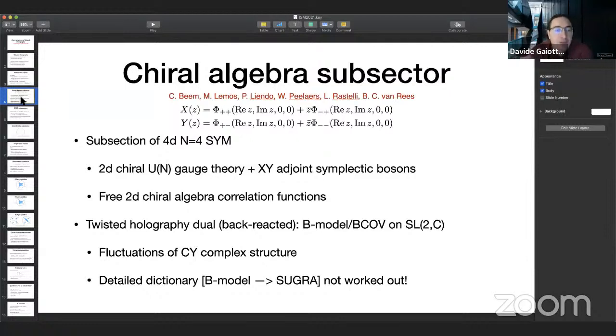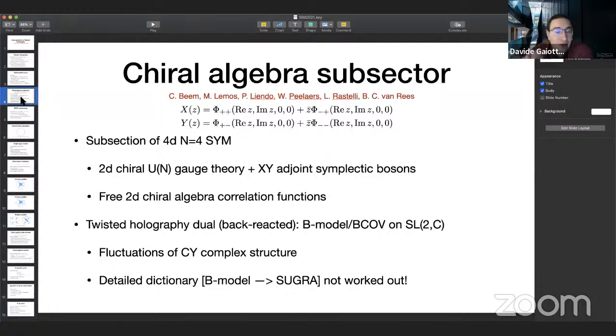For the case of N=4 super Yang-Mills, it looks like a chiral 2-dimensional gauge theory coupled to 2 adjoint scalar fields, which behave like a beta gamma system in 2 dimensions, or symplectic bosons. As I said, the correlation functions are computed essentially in the free theory. The only effect of the gauge coupling or the gauge interactions is that it gives a certain projection on gauge invariant operators that we'll discuss momentarily.